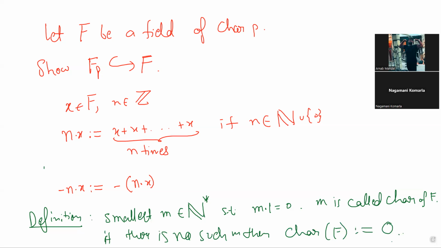Yeah, so now the characteristic is defined. So now we prove our theorem. The characteristic of F is p. Show that Fp sits inside F. So how do you show this? Well, now there is nothing to show, because you just want to say that there is an injective map from Fp to F.